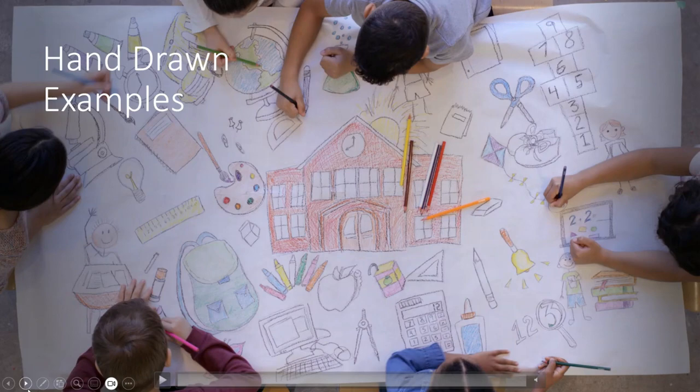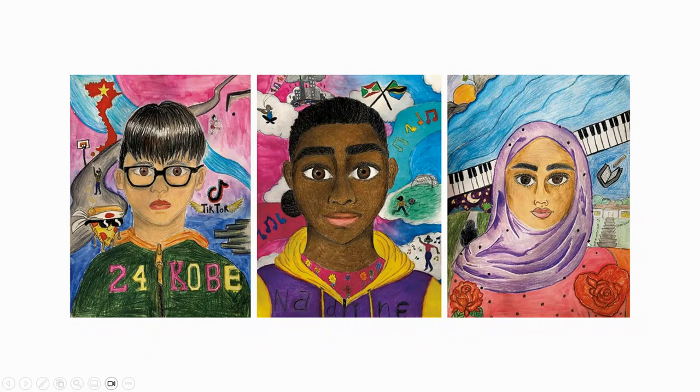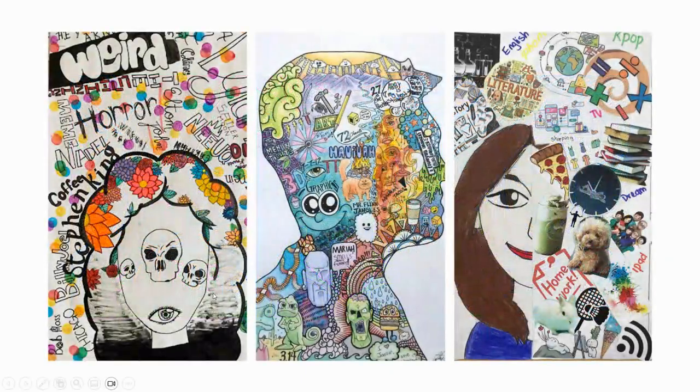So we're going to look at some hand-drawn examples. Here you can see students with a facing front view. We can see things from their culture, music, the lyrics, things that they like: pizza, Kobe, basketball, TikTok, flowers, pictures of themselves. So these are those 5 categories that you're drawing into your self-portrait. And here are a few more examples that are pretty creative and unique that hopefully give you a good visual of what you could create if you decide to hand draw your portrait.